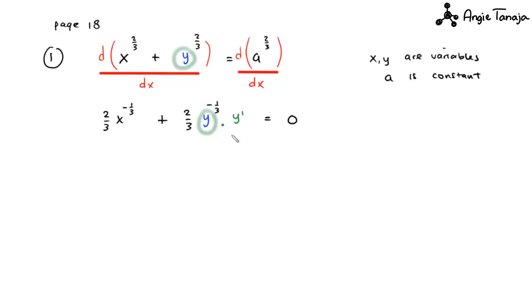Sehingga we rearrange this form so that we get 2/3 y to the negative 1/3 times y prime equals negative 2/3 x to the negative 1/3. A becomes 0 because a is just a constant, just a number. The derivative of a number is 0. Itu constant. Di situ nggak ditulis di soalnya, tapi saya tambahkan di sini ya. A is constant. Iya, di kasus ini variabel kita cuma x sama y.